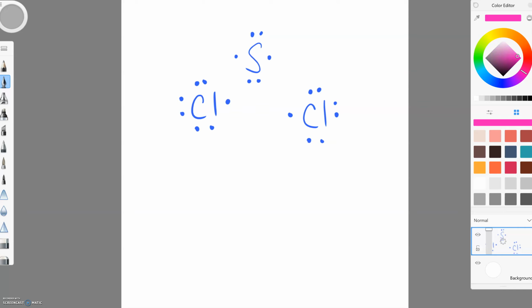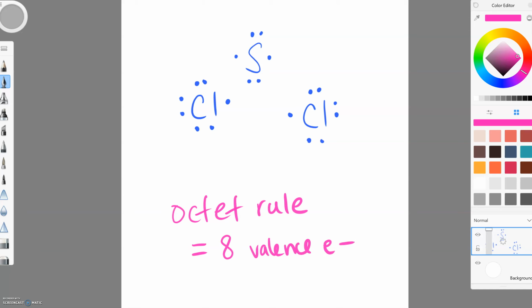And so remember, with both types of bonds, we're trying to follow the octet rule. And that means that atoms want to have 8 valence electrons. So in a covalent compound, we're going to get the octet rule met and get everybody to have 8 valence electrons by sharing. And we show that by putting a circle around the 2 electrons that are being shared.